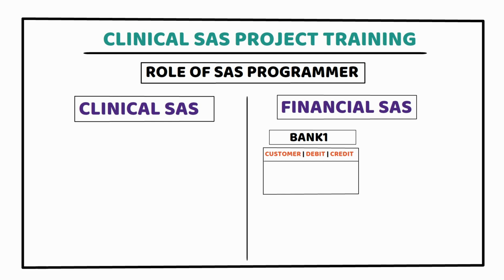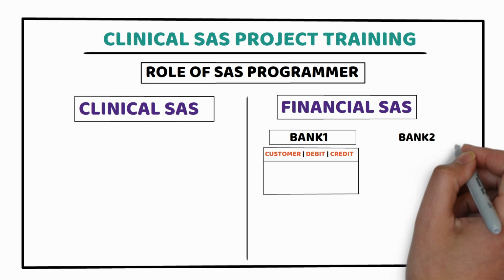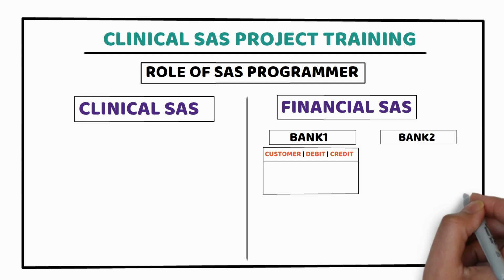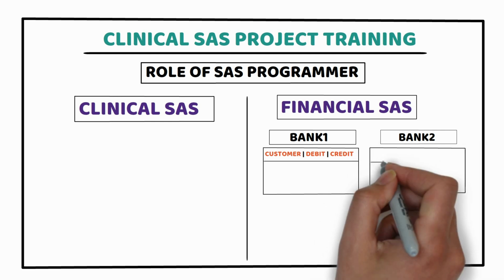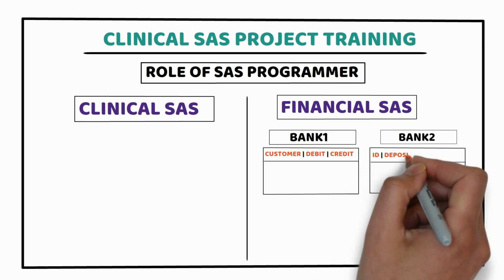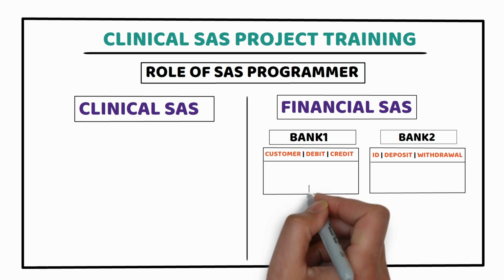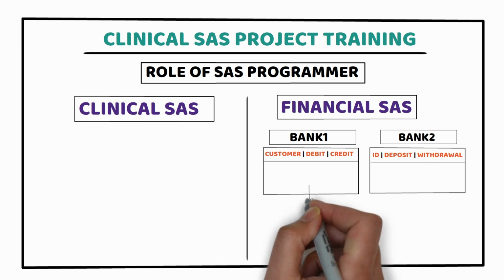Now, when it comes to banking domains, it is not necessary for any bank to stick to a specific terminology. Suppose you are working for bank one, where you have received the data as customer ID, debit, credit. And suppose you are now handling another bank project when working for a service-based company, say bank two. There you have received the data as ID, deposit and withdrawal.